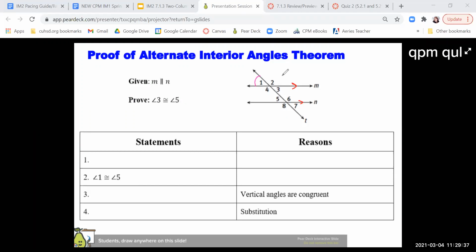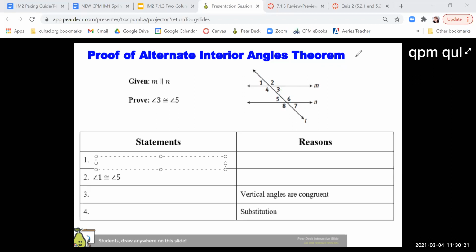So if we can establish that angle 1 is equal to angle 5, then we just need a connecting thing. I want to show that angle 3 is equal to angle 5. Well, look at the relationship between angle 1 and angle 3. So we're going to say angle 1 is equal to angle 3, and angle 1 is equal to angle 5. So then wouldn't these have to be equal to each other? That's sort of where our argument goes. So let's be formal about it.